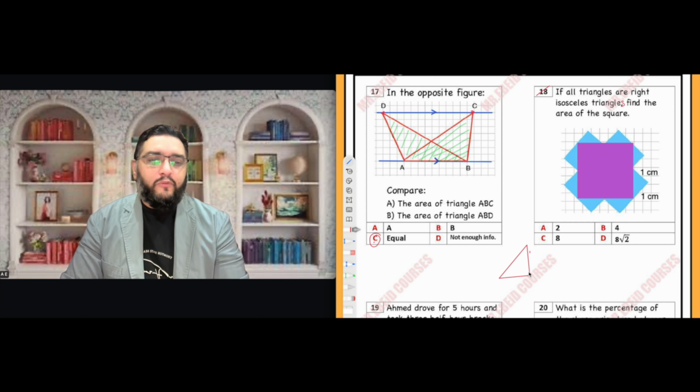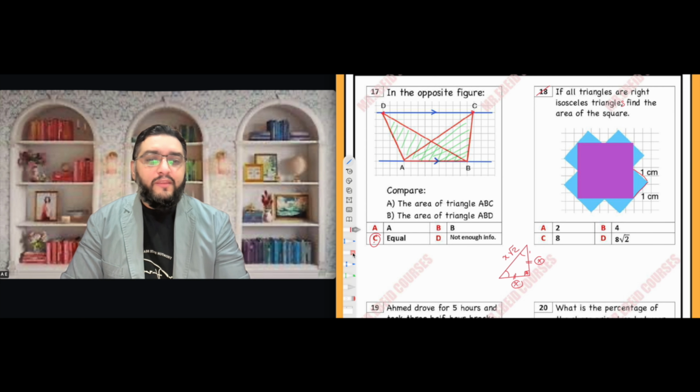And you know that if you have a right isosceles triangle, it means we have two equal sides and both angles measure 45 degrees. If this side is x and this side is x, the third side is x root 2, or the hypotenuse is x root 2. So we have this side is 1 and this side is 1.